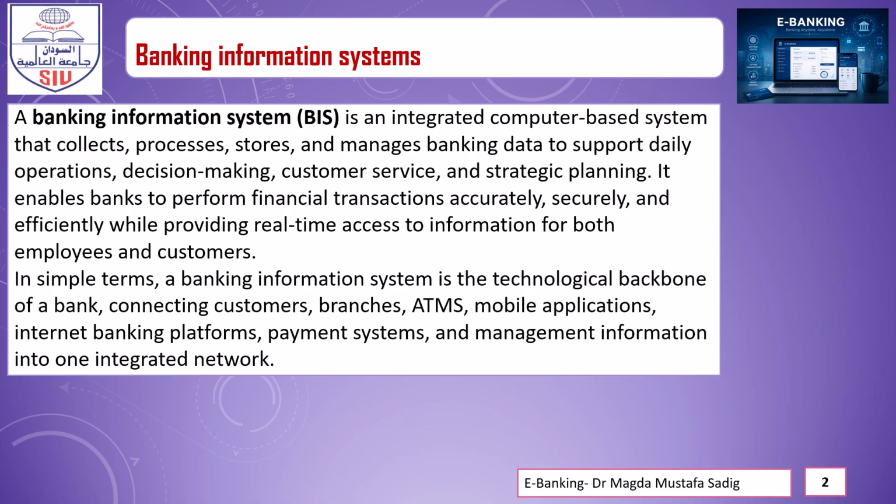The first concept we need to understand is a banking information system, often abbreviated as BIS. A banking information system is an integrated computer-based system that collects, stores, processes, and manages all banking information. Think of it as the brain of a modern bank. Just as the human brain receives information, processes it, stores memories, and sends instructions to different parts of the body, a banking information system performs similar functions for a bank.